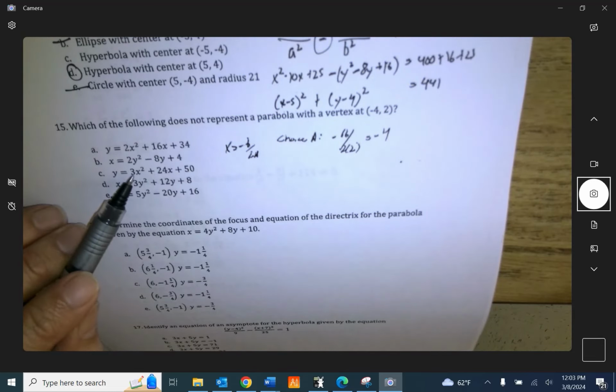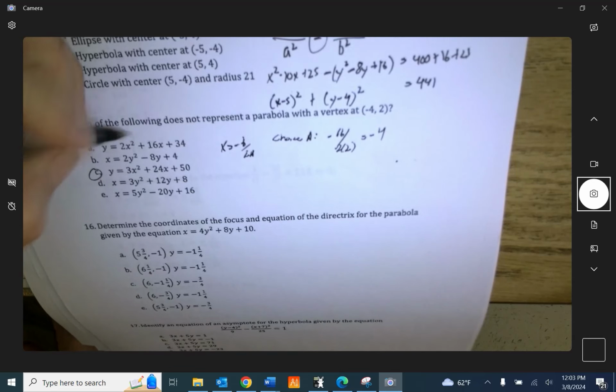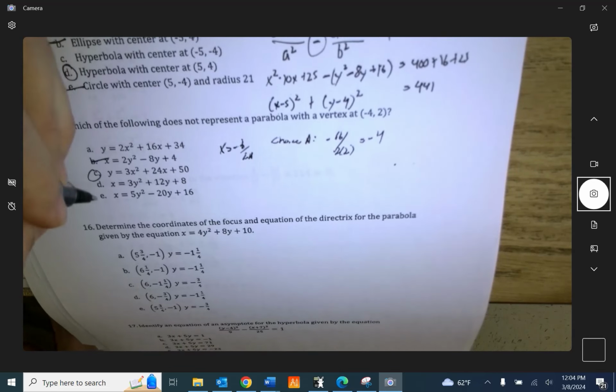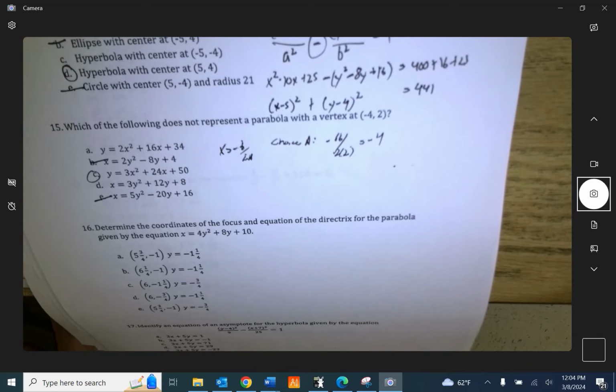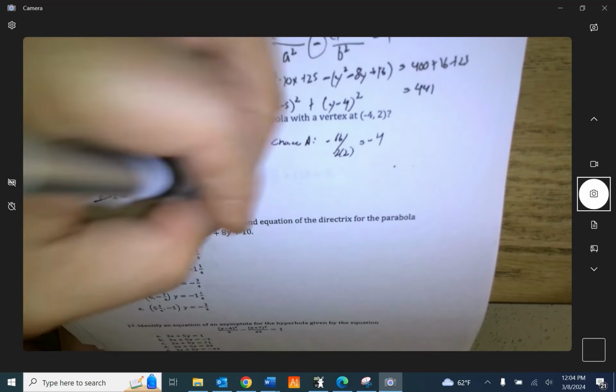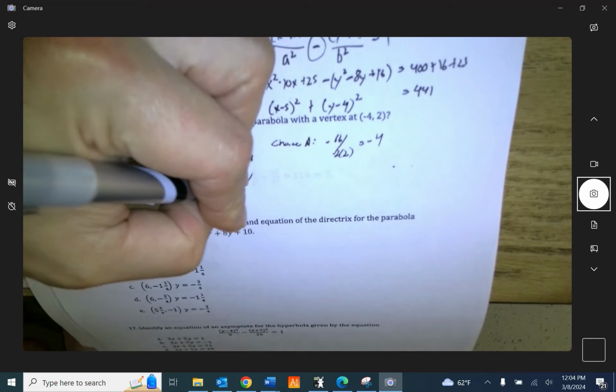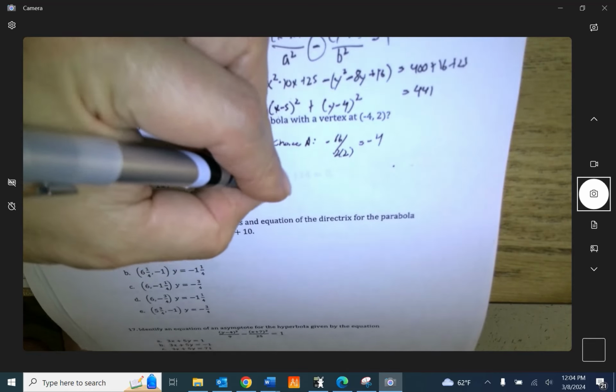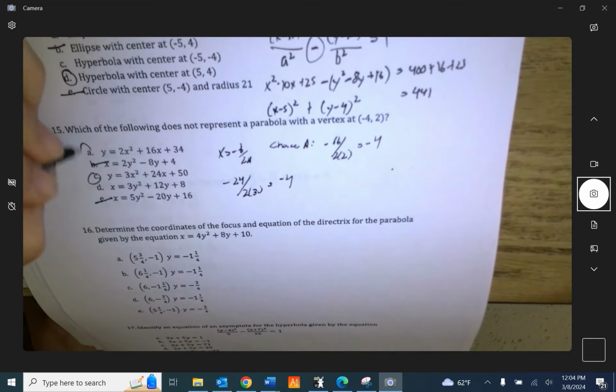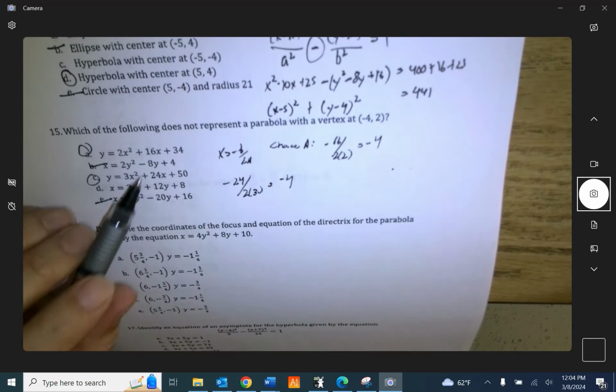Could be that one. Choice C. It won't be B. Won't be E. Could also be this one. That would be negative 24 over twice a 3, which is also negative 4. So it's really between these two. And I'm just doing the math real quick.